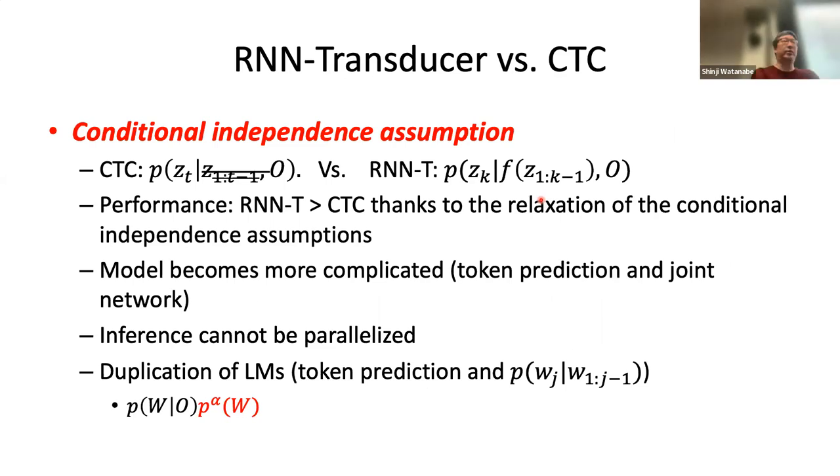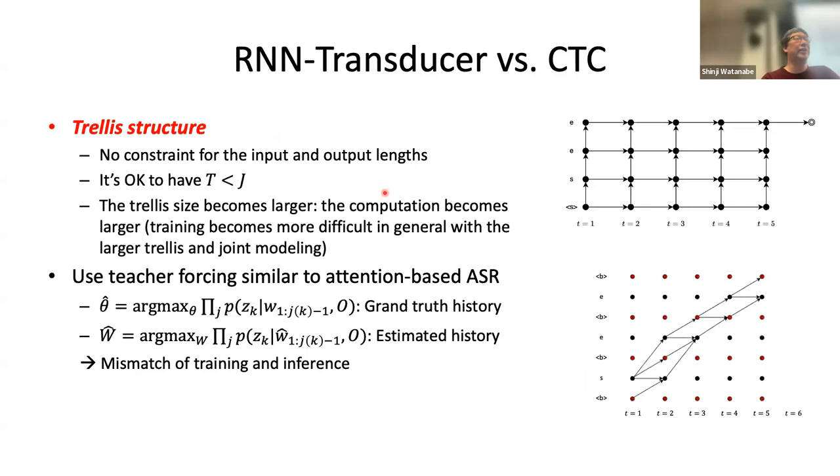Okay, so first, let's discuss the RNN transducer versus CTC. The biggest difference comes from the conditional independence assumption. By removing the conditional independence assumption, we can make the RNN transducer more precise. That is the most unique benefit of the RNN transducer. However, the RNN transducer is a little bit tricky, especially the training cost, which is larger than CTC. You can easily see that by checking this one.